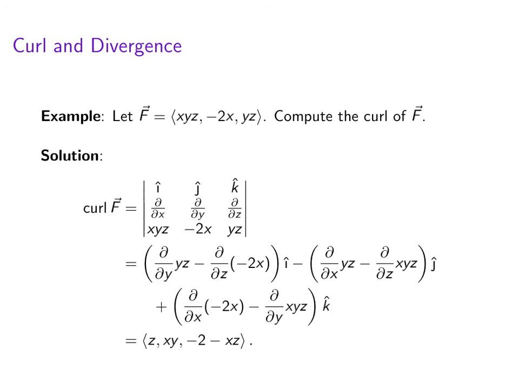Notice that the end result is another vector field. So we started with a vector field F, and we got a new vector field. So the curl takes in a vector field and gives you a new vector field. Okay, that's all for now.